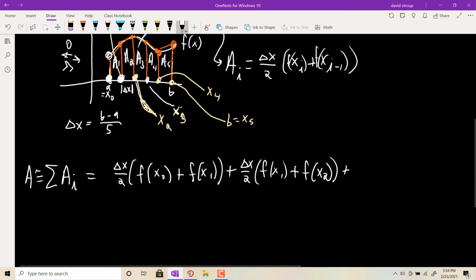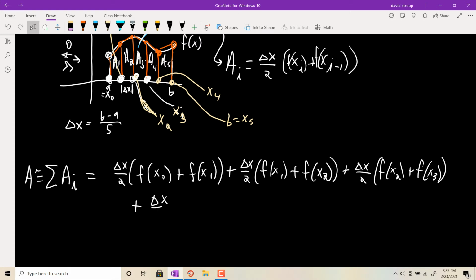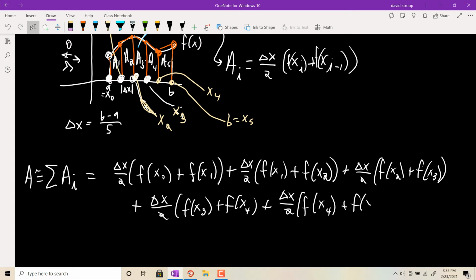Plus change in x all over 2 times the next, the base of a sub 3, is a sub 2 plus a sub 3. So we need f of x sub 2 plus f of x sub 3. And then plus change in x over 2 times f of x sub 3 plus f of x sub 4. That would be area 4, and then finally area 5, change in x over 2 times f of x sub 4 plus f of x sub 5.